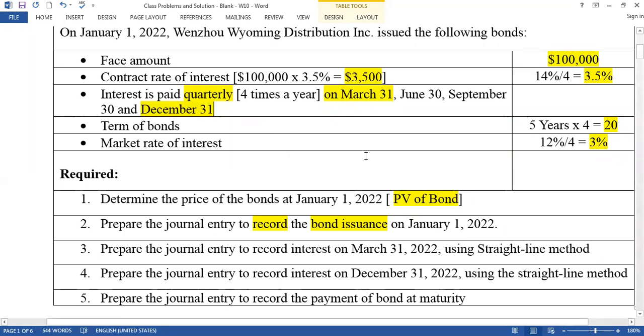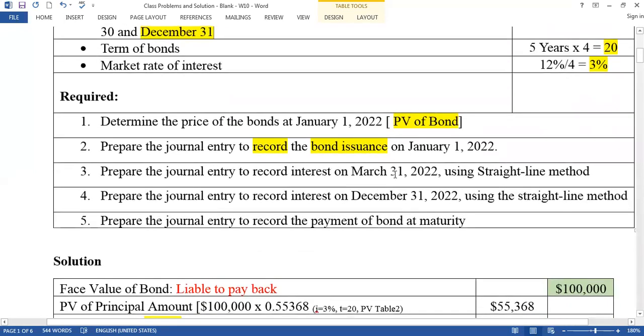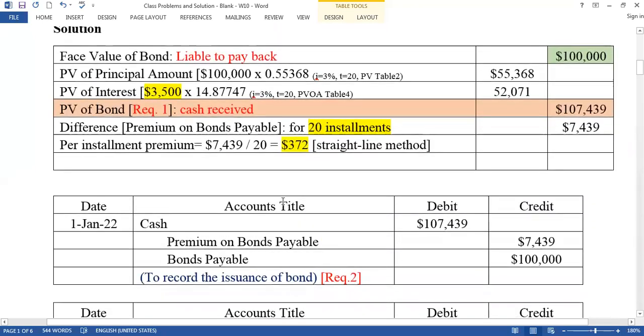According to this question, record the journal entry of interest expense, not for 20 times. For how many times? Only 2 times. One is March 31st and another is December 31st. So for your information, all 20 times are similar journals. Now let's see the journal entries.